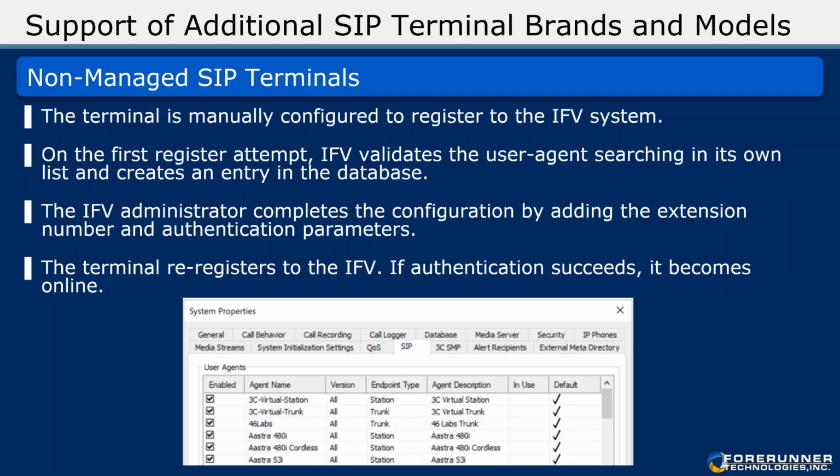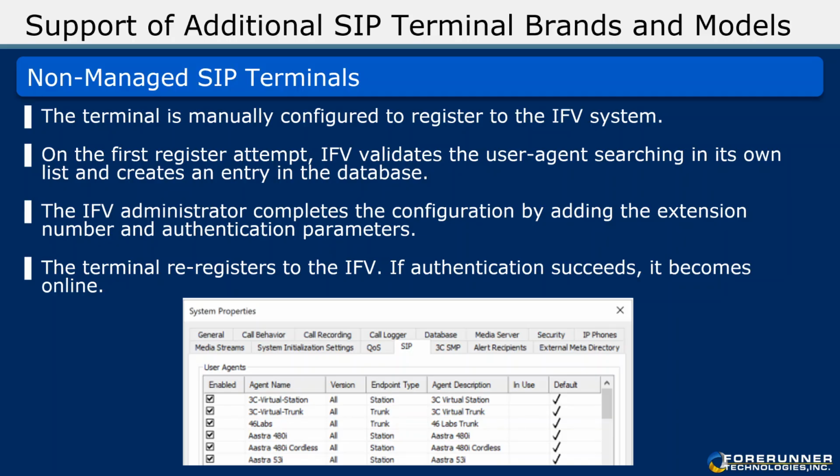Inform Voice will validate the user agent header contained in that register message against a list that's shown here in the screenshot. It is on the System Properties SIP tab. If the user agent is in the list, Inform Voice will add the terminal information into the database. It will present the new terminal in the Stations tab on Inform Voice Administrator.